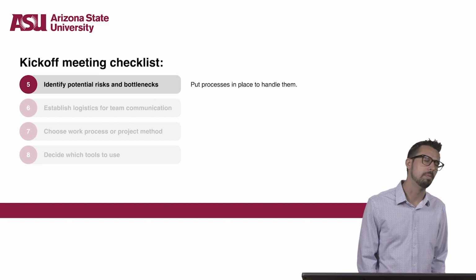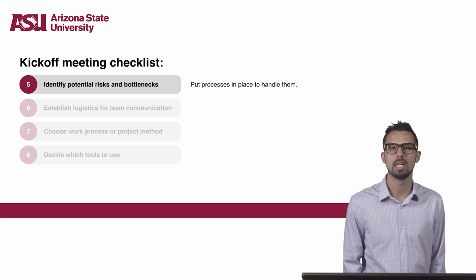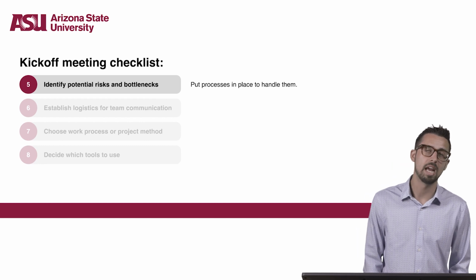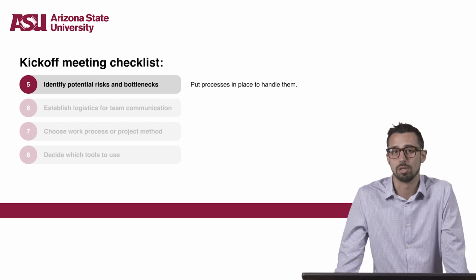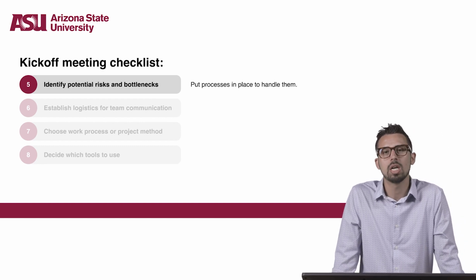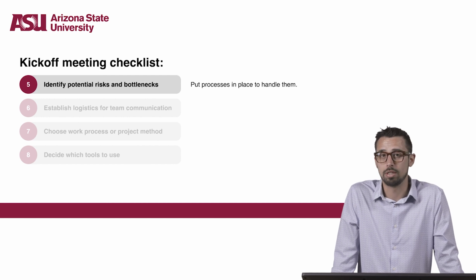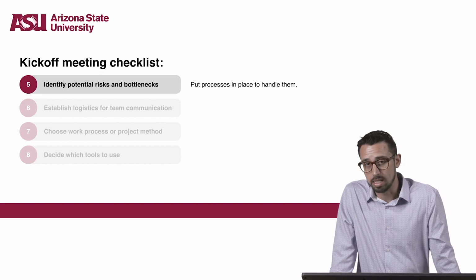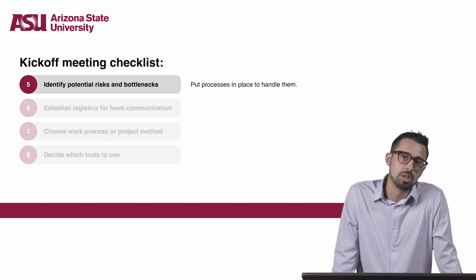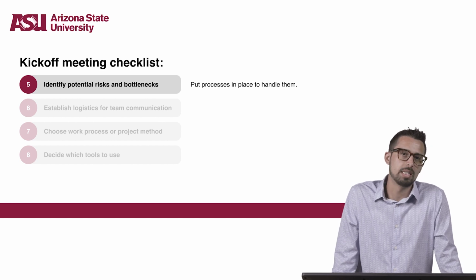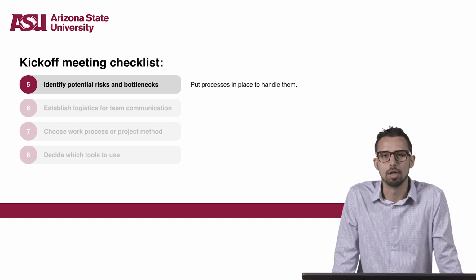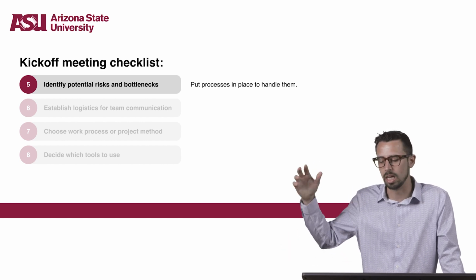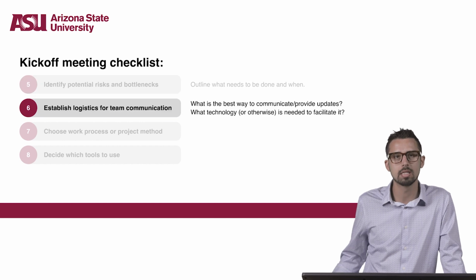Step number 5 is a little bit of a hard one because it is impossible to identify every risk and bottleneck that the team could possibly encounter. And frankly, if our crystal balls were good enough to do that, we probably wouldn't be here. But we can at least stop and prepare the team for potential roadblocks and do our best to put processes in place that we can use to handle them quickly should any of those risks arise.